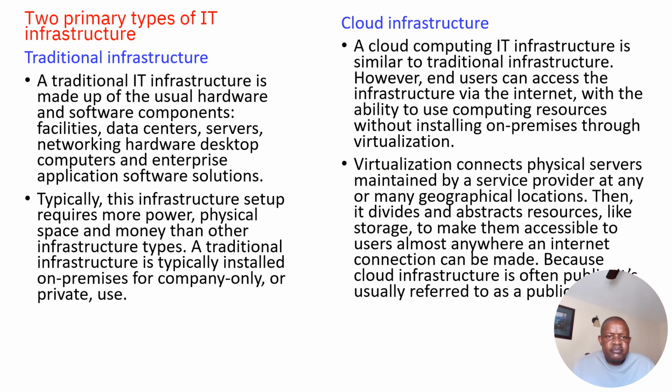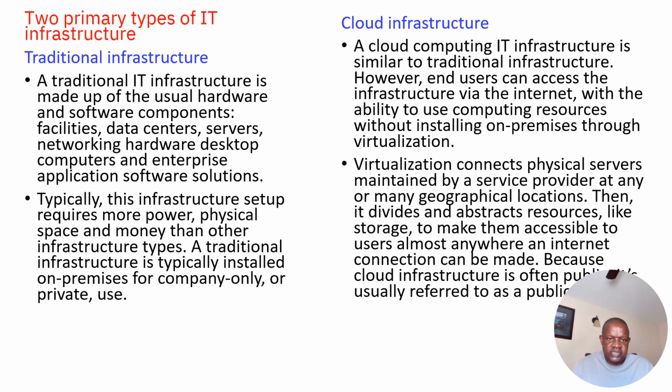Two primary types of IT infrastructure. We have said IT infrastructure is made of hardware and software. We have mentioned the components of hardware and some systems under software. We have talked about networks, facilities, and servers. And then we say two primary types of IT infrastructure.